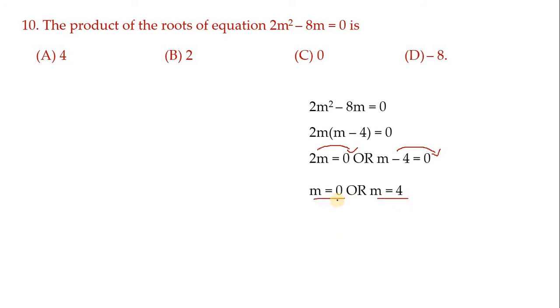Now multiply these two, 0 into 4. So 0 into 4 is 0. So the correct option is C. Move on to the next one.